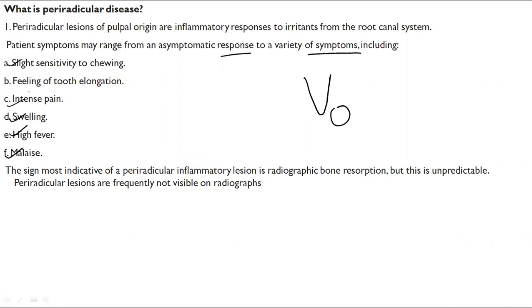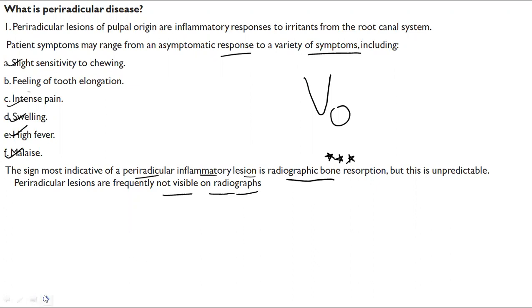The sign most indicative of a periradicular inflammatory lesion is radiographic bone resorption. You can notice that there is radiographic bone resorption, but this is unpredictable. Periradicular lesions are frequently not visible on radiographs.